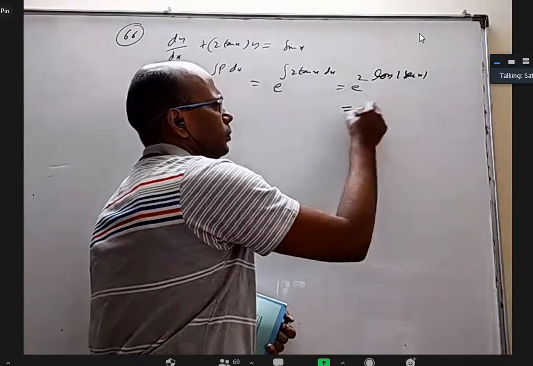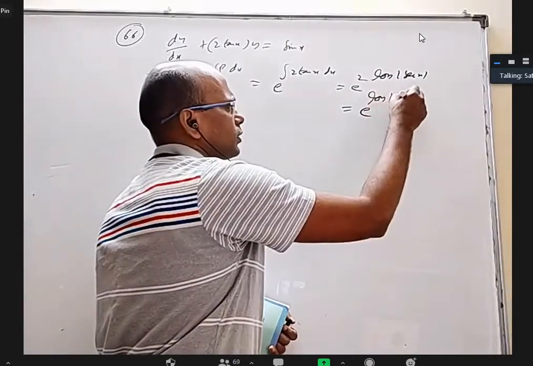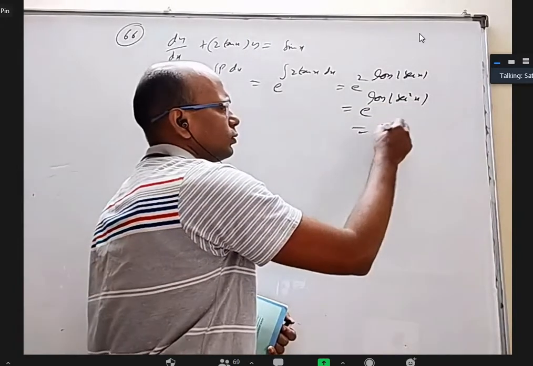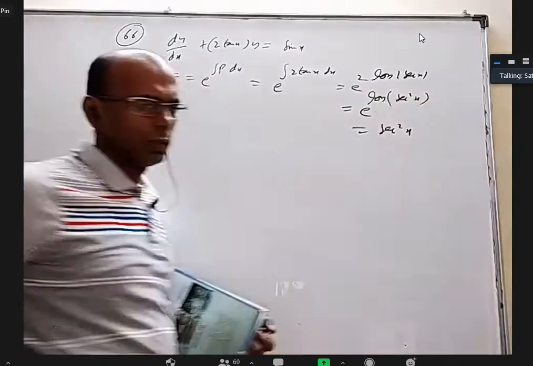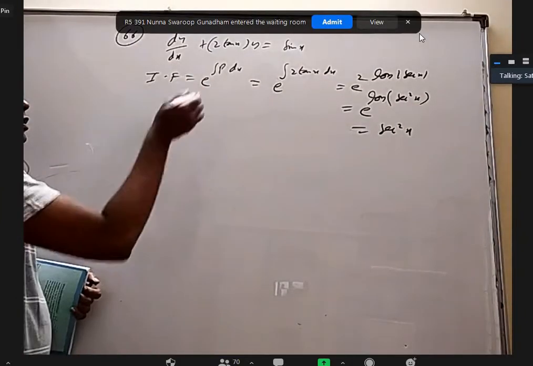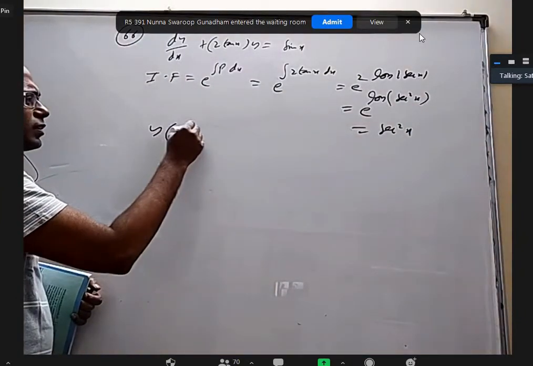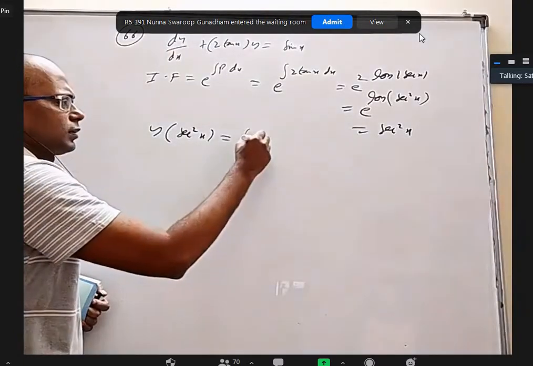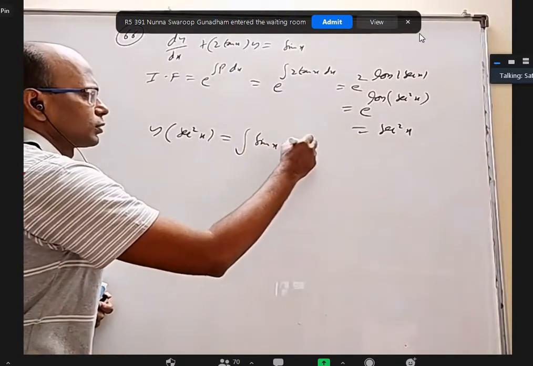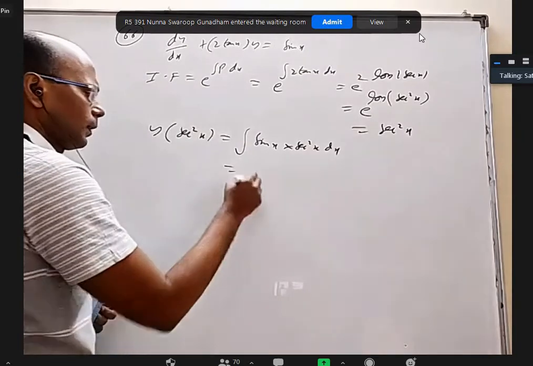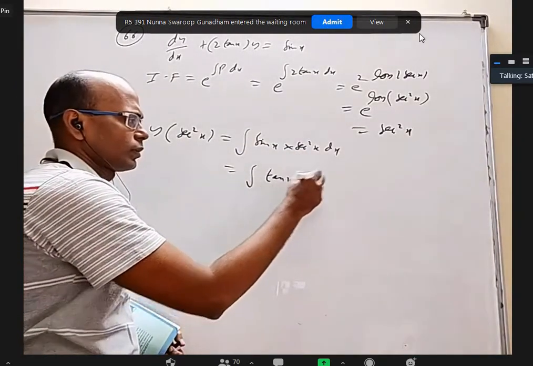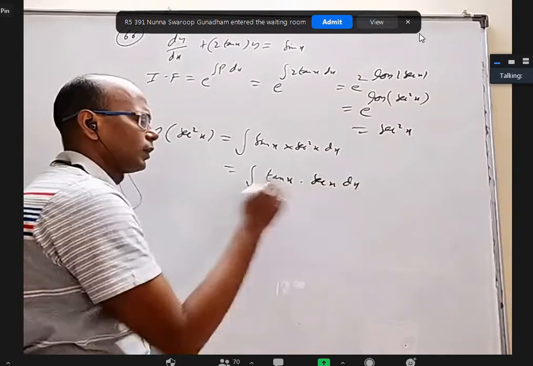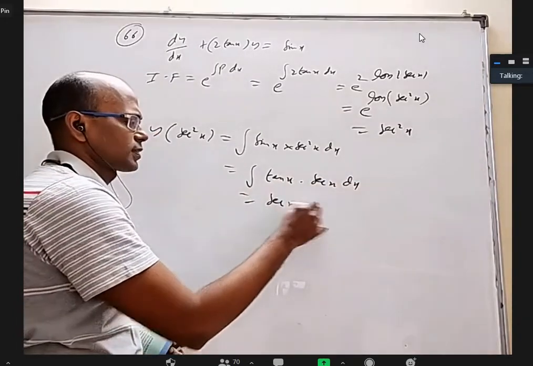These two can go up. I'll get log mod secant square x. E and log will go. I'll get secant square x, and secant square x is positive, so I don't need a mod symbol. So now y into integration factor, secant square x, equals integral sin x into secant square x dx. One sin and one secant together will become tan x into secant x dx, and that is secant x plus c.